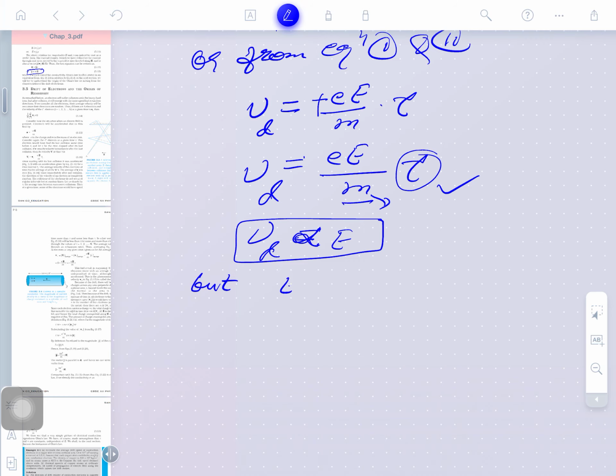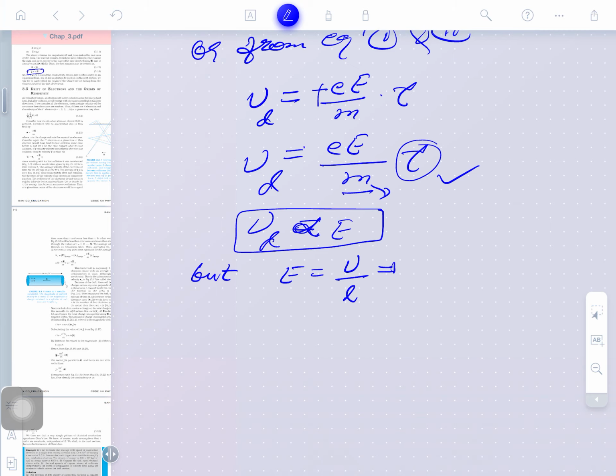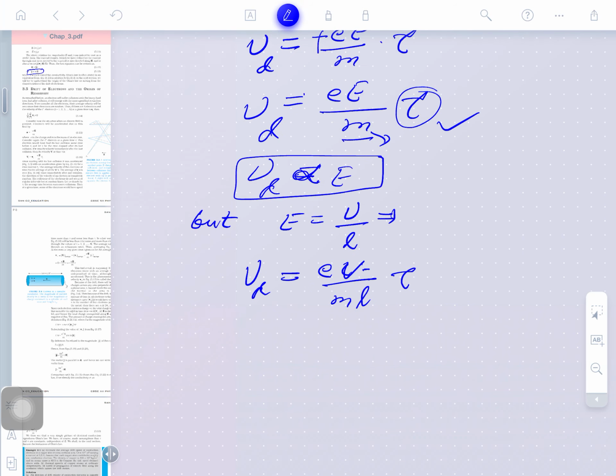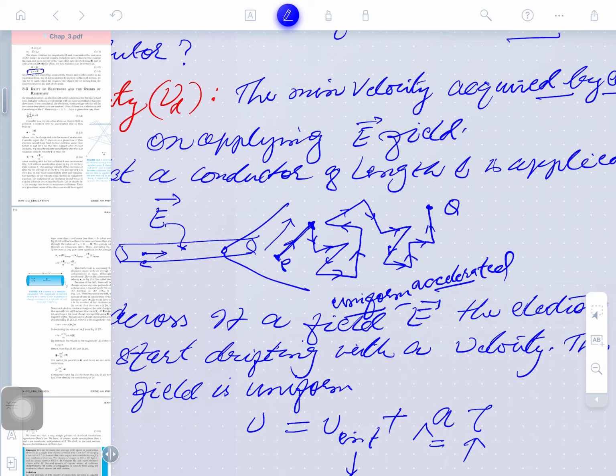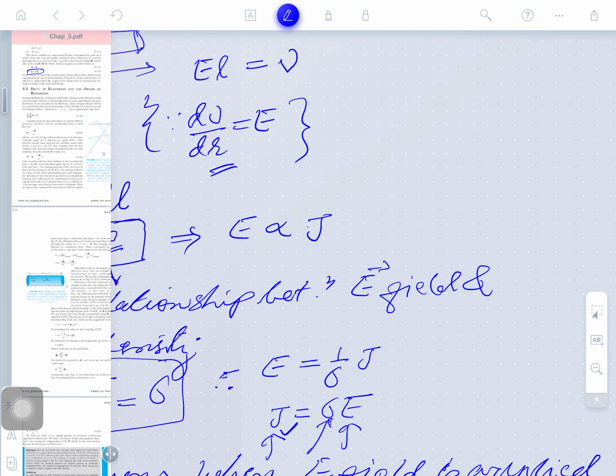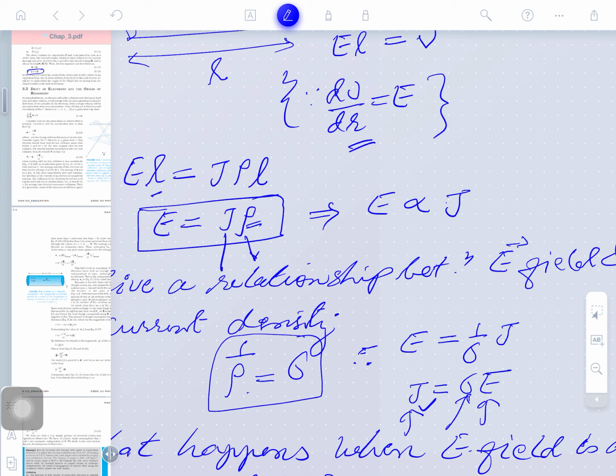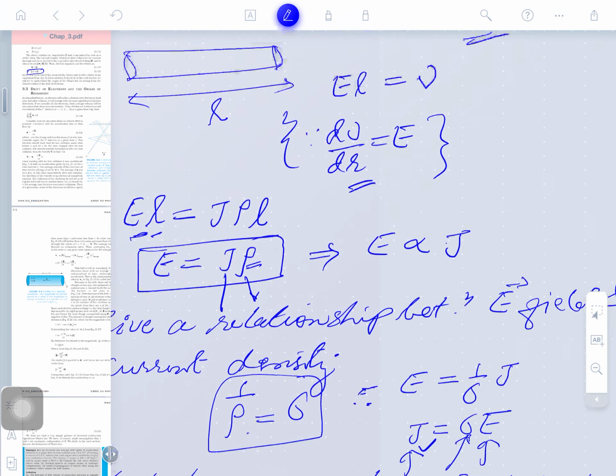Further, the expression E is equal to V by L can also be given. So what can we write here? This expression can be given as drift velocity equal to, in place of E, V by L, so e V by m into L, into tau. Here V is the potential difference. The relationship between potential difference and electric field lets us write this in place of the electric field.